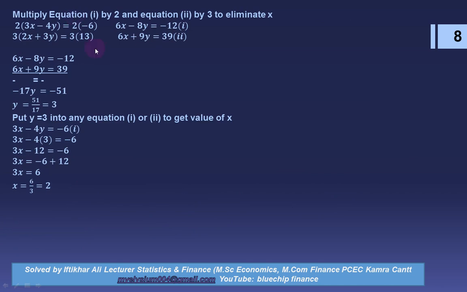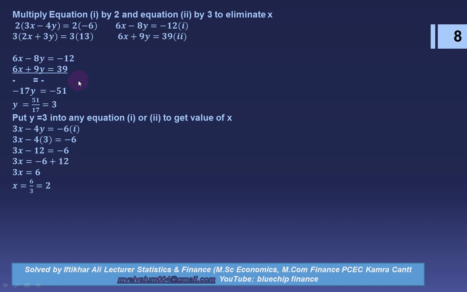So now we move to the second step, and we will have to eliminate one variable because there are two variables x and y. So under the simultaneous linear equation method, first we eliminate one variable. And how can we do this? Multiply equation 1 by 2 and equation 2 by 3 to eliminate x. So after doing this, the equations will be 6x minus 8y equals to minus 12, and the second equation will become 6x plus 9y equals to 39.